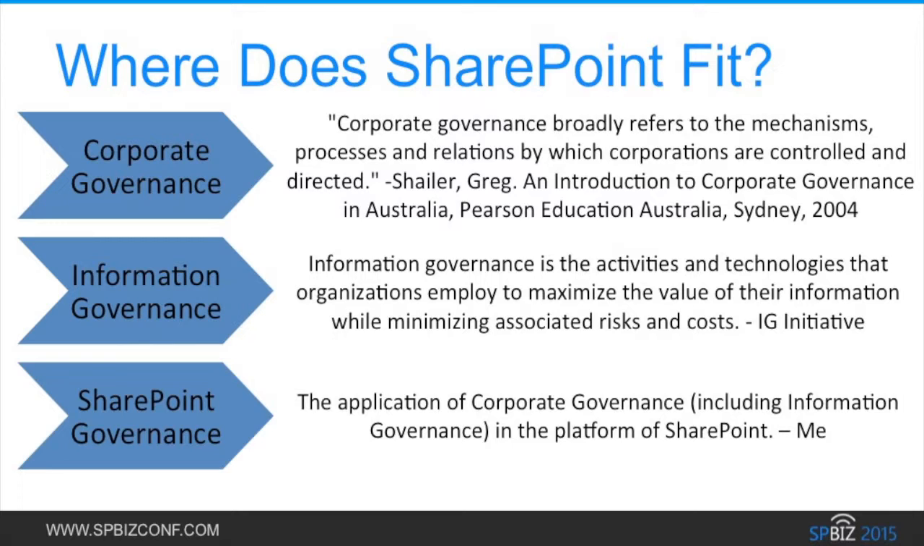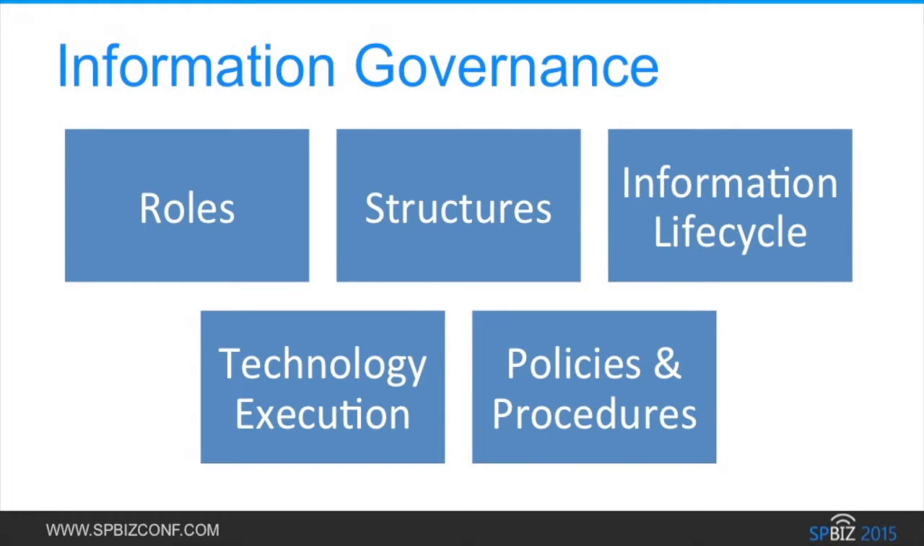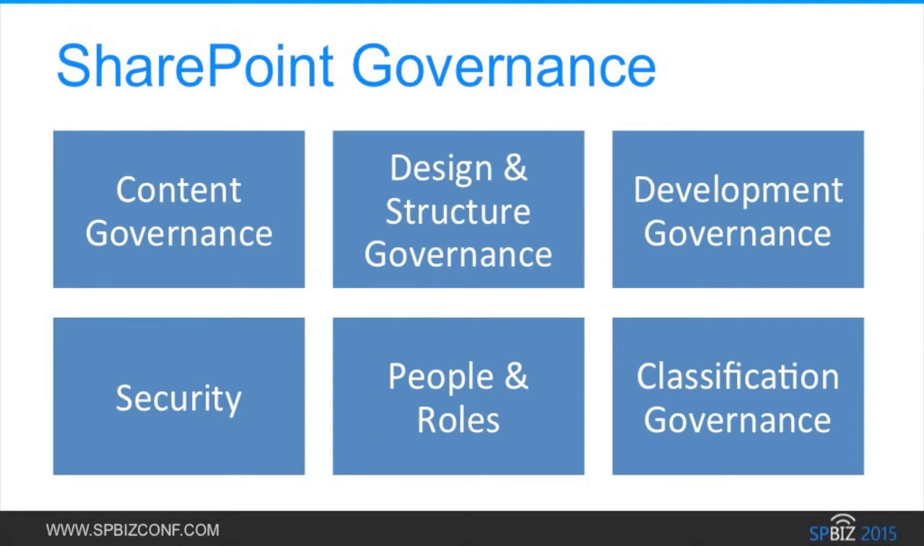And we also have a lot of other governances out there, like IT governance, development governance, data governance, etc., etc. But these are the 3 that we're going to be focusing on today. Corporate governance guides the whole organization, and it provides the direction from which all of the other governances flow. Information governance guides how information is utilized in an organization, and it includes these 5 pieces, which we'll discuss in depth in a moment.